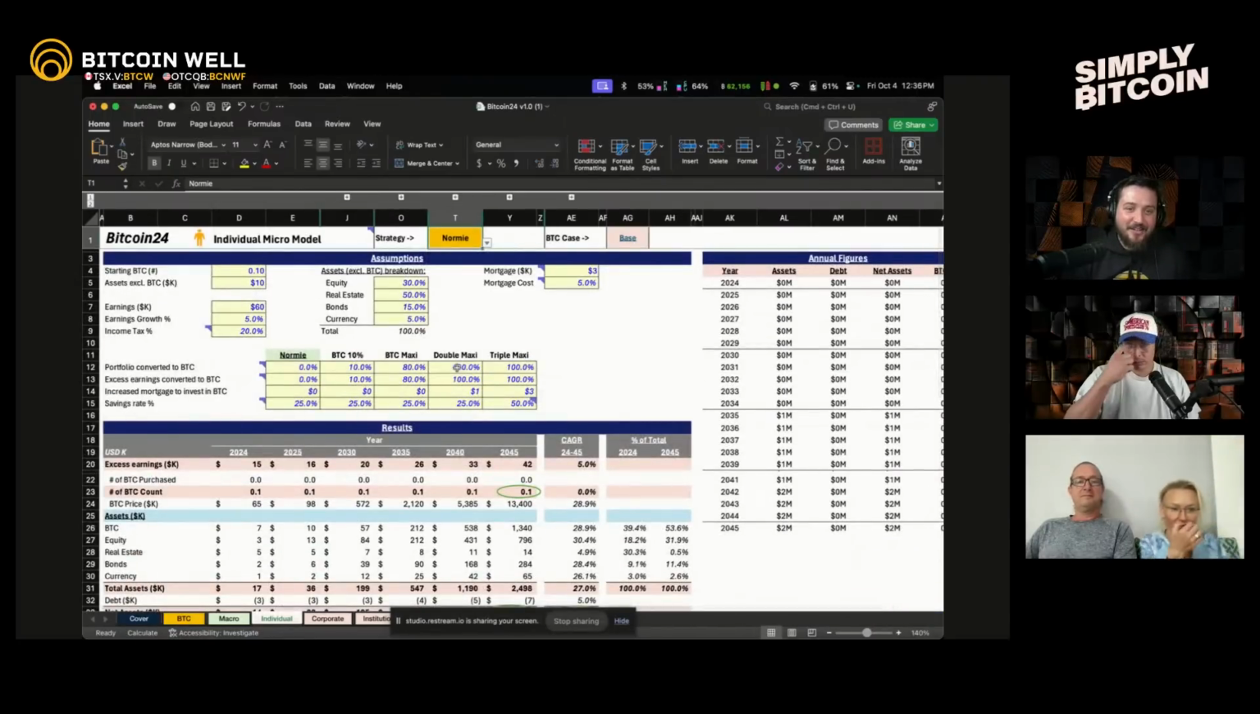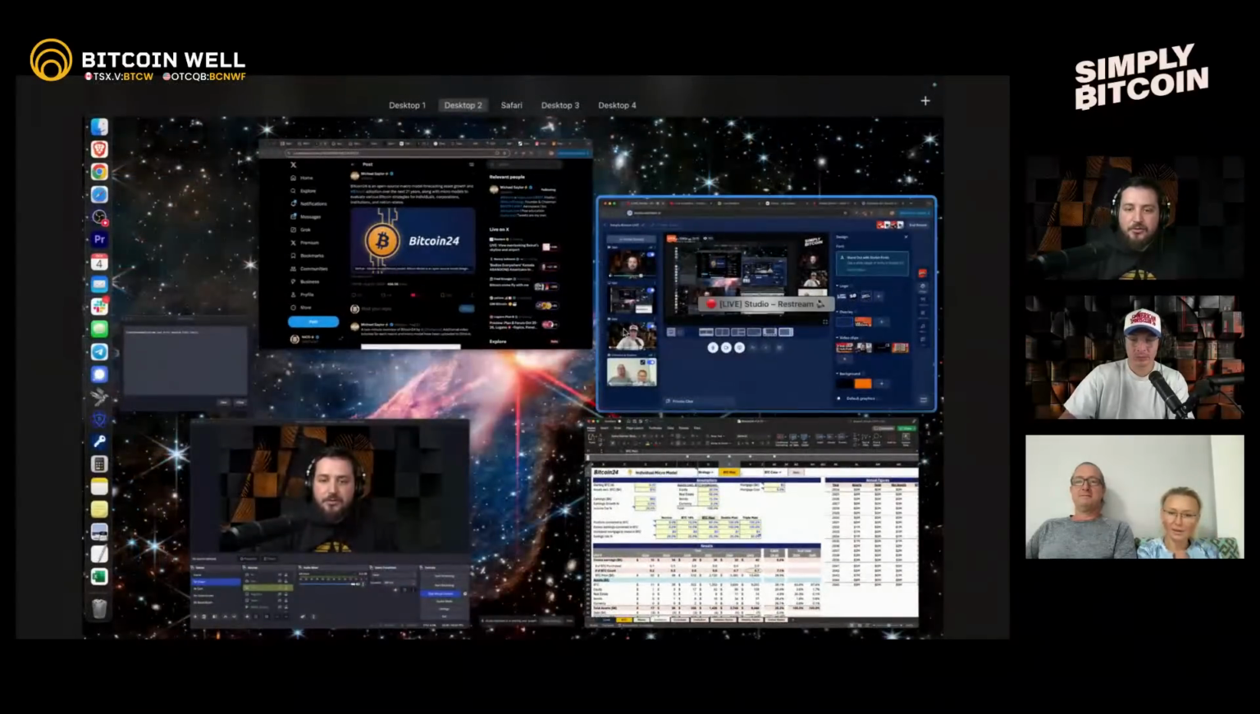I love this calculator. Been kind of playing around with it. But I think, like I said, most of us fit into the BTC Maxi category, which is double maxi, which is putting the majority of our excess earnings into Bitcoin, and obviously 100% of our portfolio into Bitcoin. So I do want to kind of mess around with the numbers a little bit, and I do want to take advantage of our guests, and I want to introduce who they are.